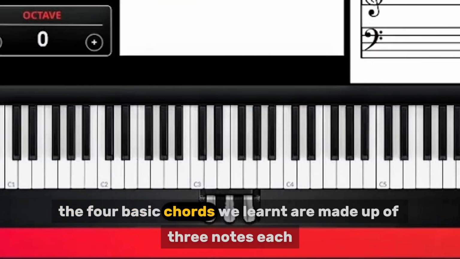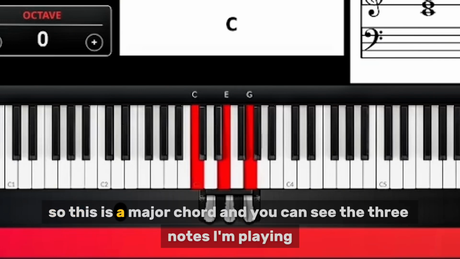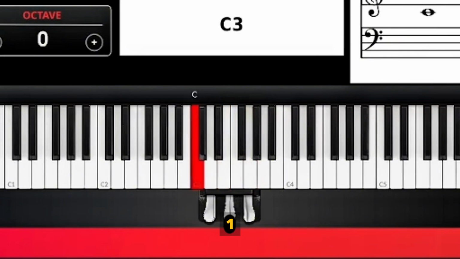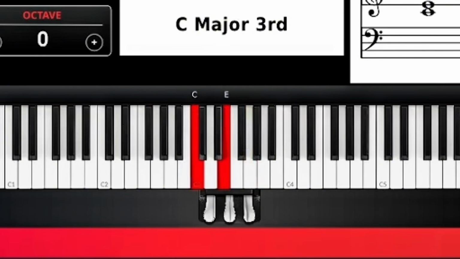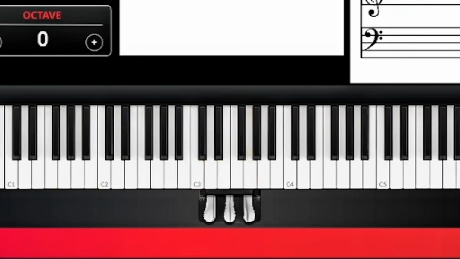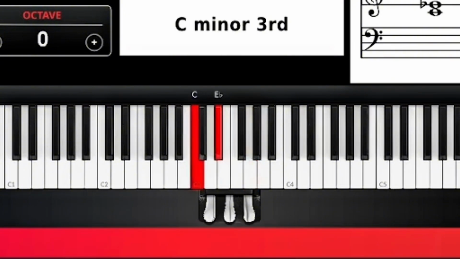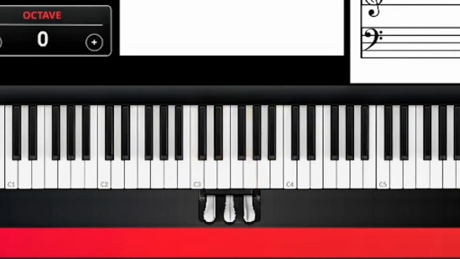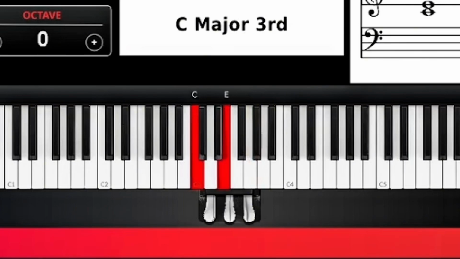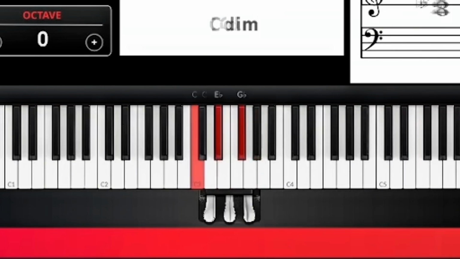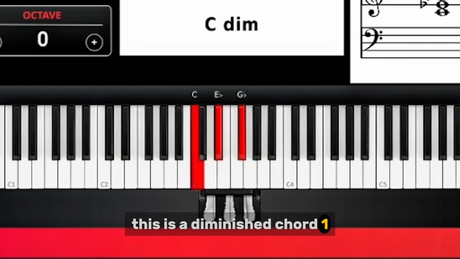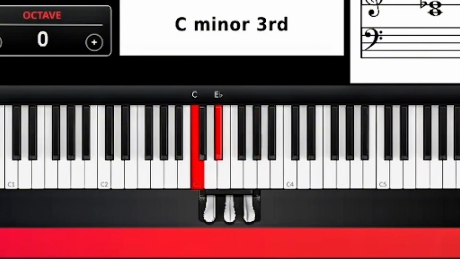The 4 basic chords we learnt are made up of 3 notes each. So this is a major chord, and you can see the 3 notes I'm playing. 1, 2, 3. This is a minor chord. 1, 2, 3. This is an augmented chord. 1, 2, 3. This is a diminished chord. 1, 2, 3.